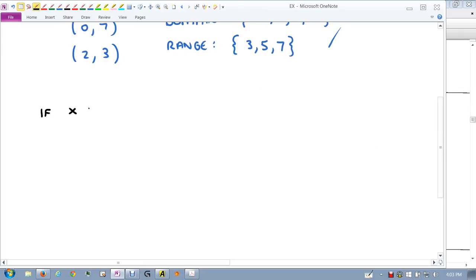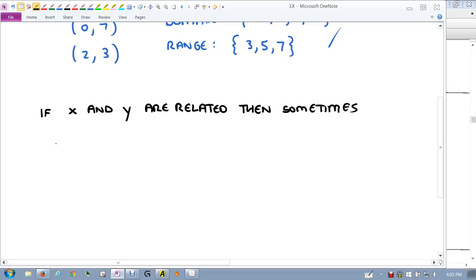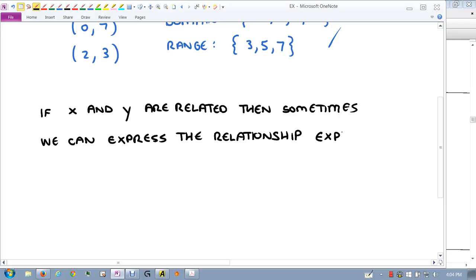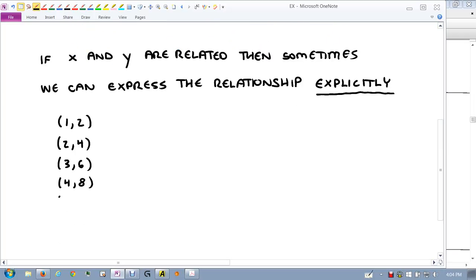If x and y are related, then sometimes we can express the relationship explicitly. Let me give you an example, and we'll see if we can come up with the explicit expression of this relationship. Here it is: (1, 2), (2, 4), (3, 6), (4, 8), (5, 10).